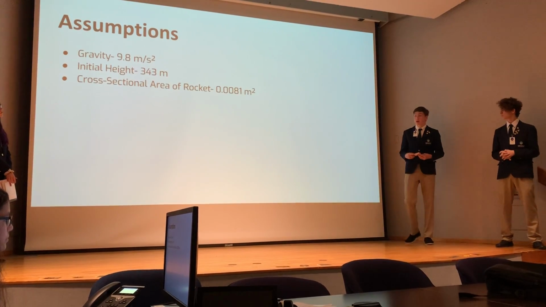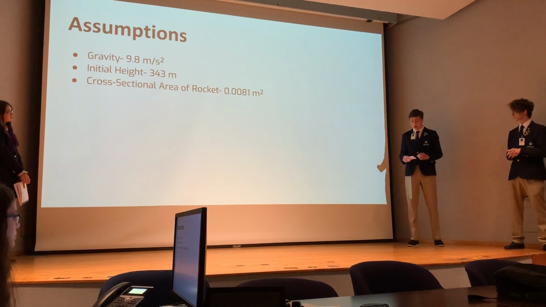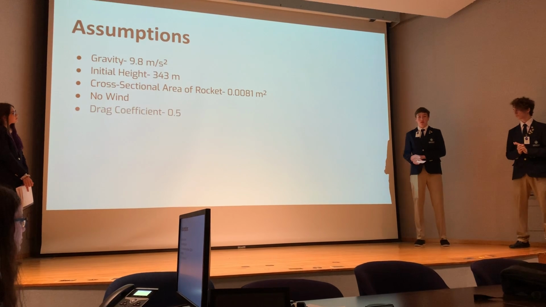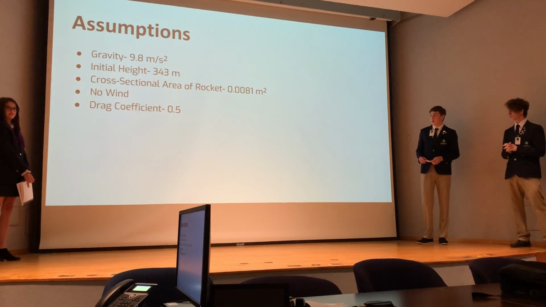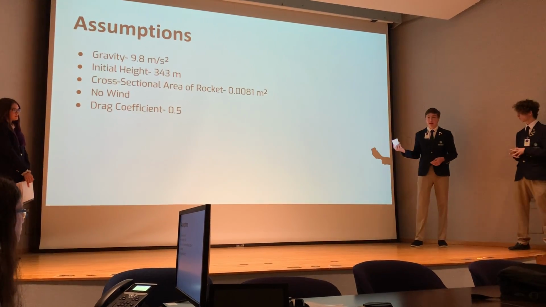The cross-sectional area of the rocket was 0.00881 meters squared. We assumed that there would be no wind throughout the whole simulation. We assumed that the drag coefficient would be 0.5 because we found a nose cone and that was the drag coefficient of it.